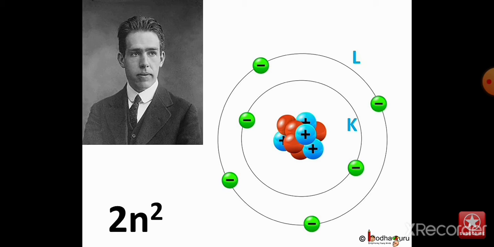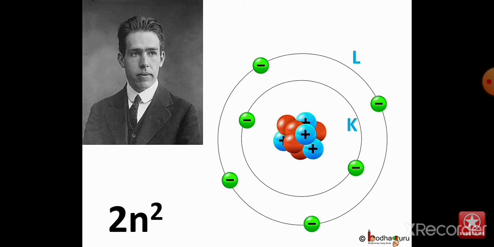J. Chadwick discovered another subatomic particle, that is the neutron. There is no charge and mass nearly equal to that of the proton. It was eventually named neutron. Neutrons are present in the nucleus of all the atoms.